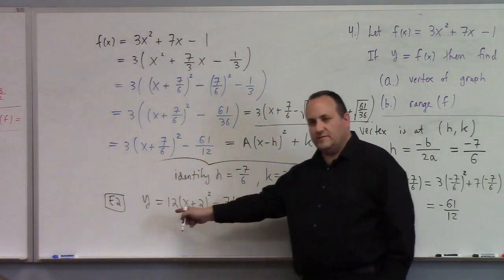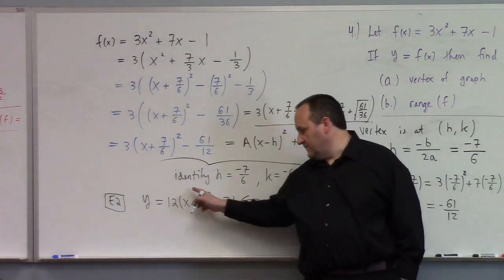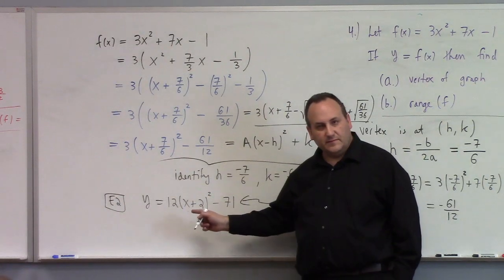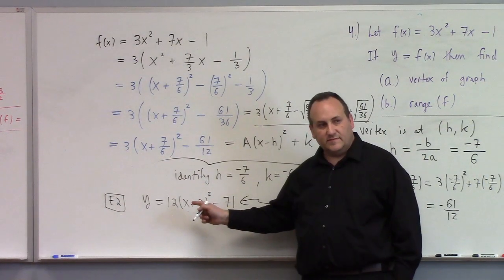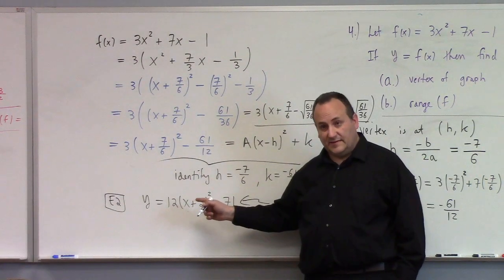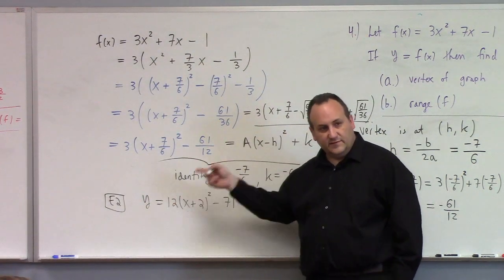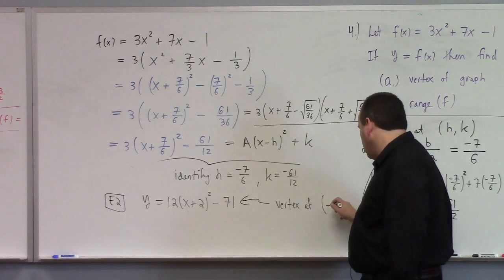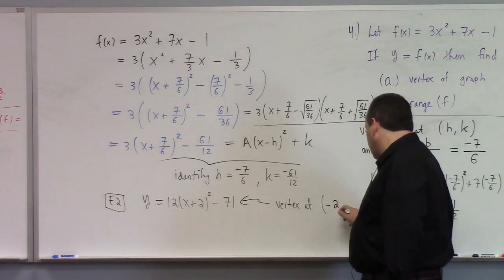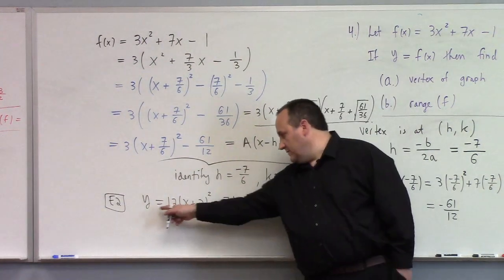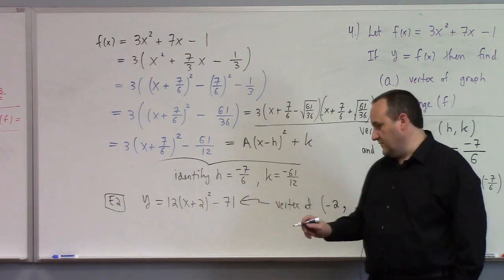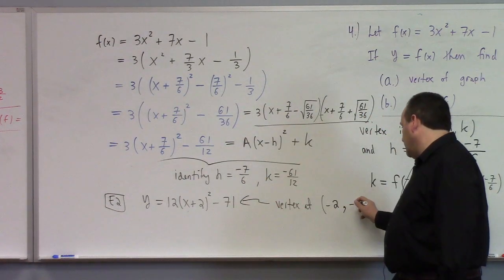So the vertex is wherever the squared thing becomes 0. That's the smallest value that it takes, right? So if I put x equals minus 2, this is gone. So it's at minus 2. And when you plug in minus 2, what do you get? You get y equals minus 71. So the vertex here is at minus 2, minus 71.